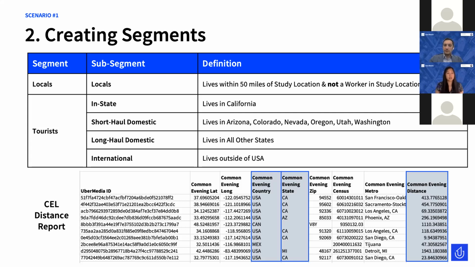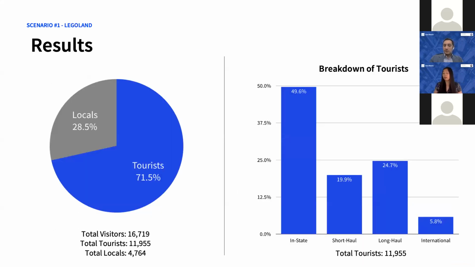And our data sets are already geographically contextualized, so you can readily do this type of filtering. We also provide in the data set a distance of where the common evening location is from the study location that you're looking at. So with these three parts of the data set, we're able to start doing the segmentation piece. And once you've done the cleaning up and the segmentation, you can start looking at your results. What we saw with Legoland is we broke down the tourists and our locals.